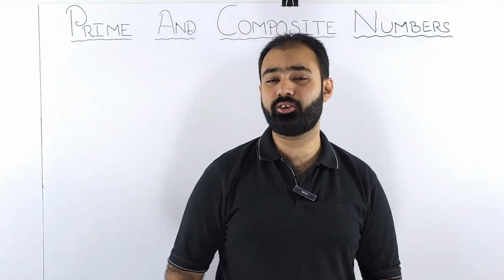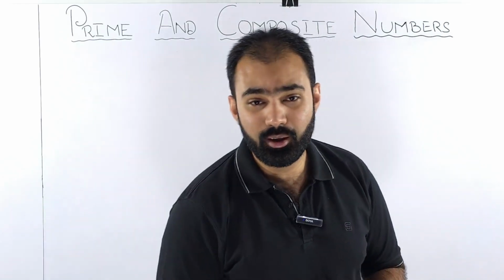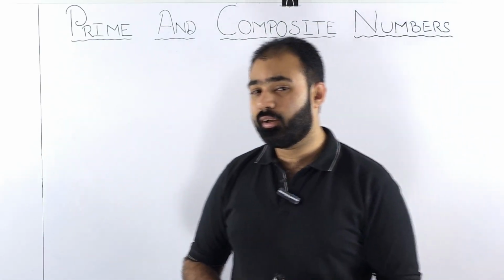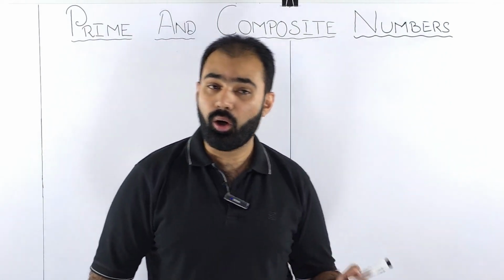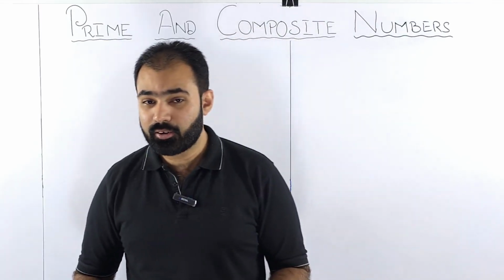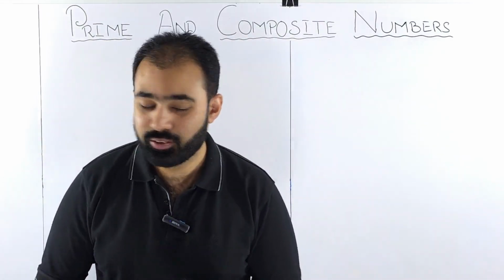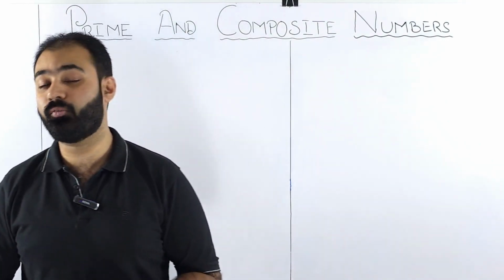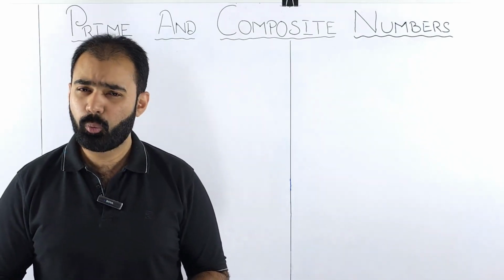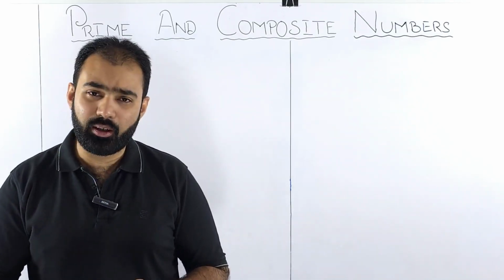Let's begin with the very first topic, prime and composite numbers. Now, we have all studied in our early years that a number can be classified as either even or odd. But is that the only way of classification? The answer is no. There is another method that is based on the number of factors a given number has. Now, what does that mean? That the number of factors.